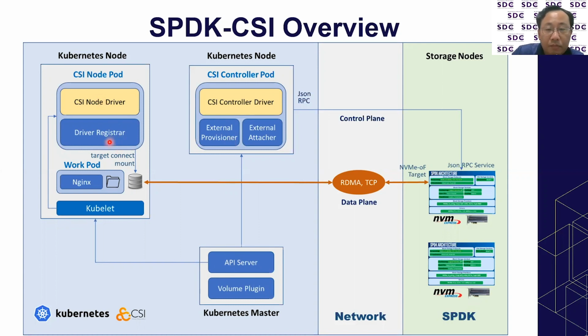To repeat what I just said, the external provisioner, external attacher, and driver registrar are provided by the Kubernetes community as sidecar containers. So we only needed to develop these 2 drivers. These 2 drivers don't contact the API server directly. The controller driver contacts the control plane of the SPDK node, but the node driver contacts the SPDK node's data path directly, the NVMe target or SCSI target.